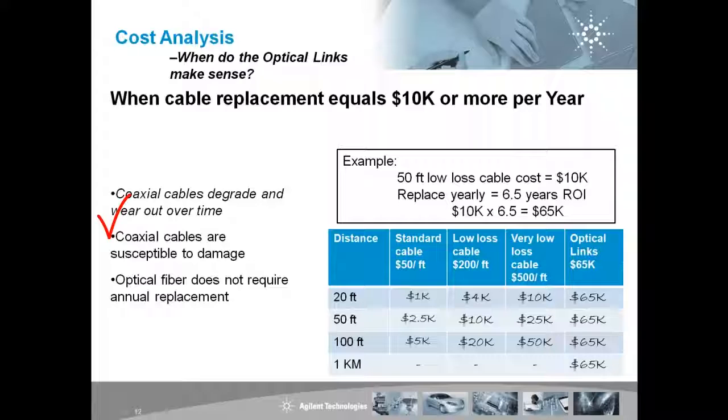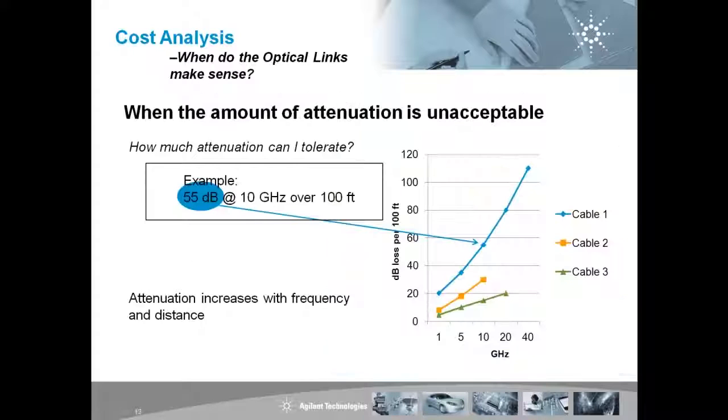The return on investment, or ROI, will depend upon the amount being spent to maintain the coaxial signal path. As stated in our example, if the yearly replacement cost of the coaxial cables is $10,000, the price of the optical link could be justified over a 6.5-year period.